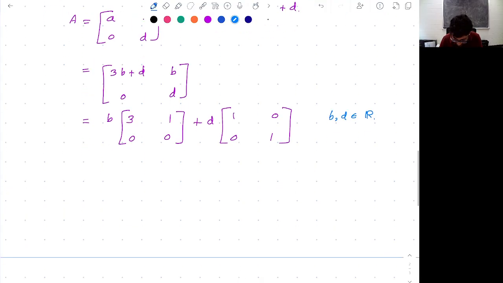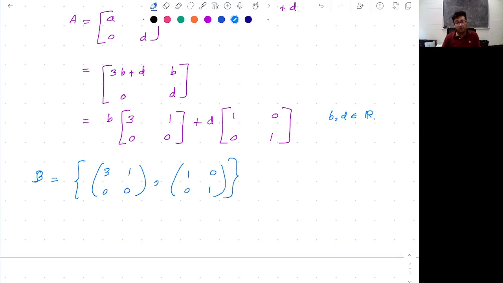So what is the basis for this subspace? 3 1 0 0, 1 0 0 1. So if you take this basis, this spans the subspace U.